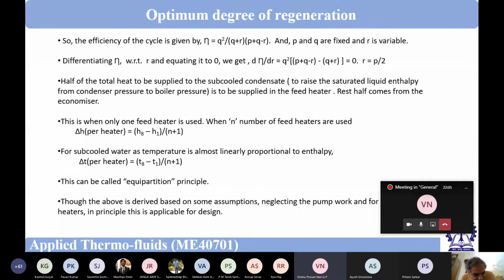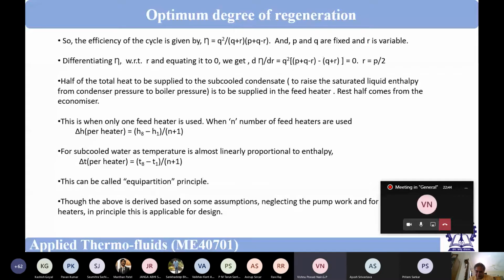Yes, sir. One of the things that comes to my mind is that to increase the efficiency, the heat addition in the economizer should be at maximum temperature. So from that principle, I would arrive at R equal to P rather than R equal to P by 2. R equal to P itself, meaning we bleed the turbine as close as possible to the boiler pressure. That is true. Whatever you have told is true.